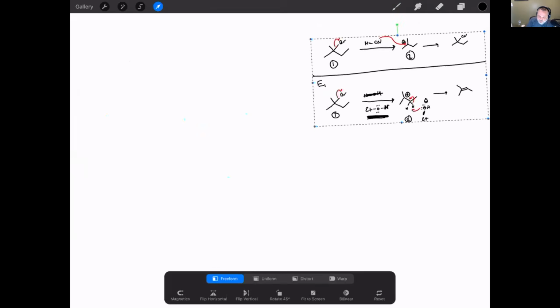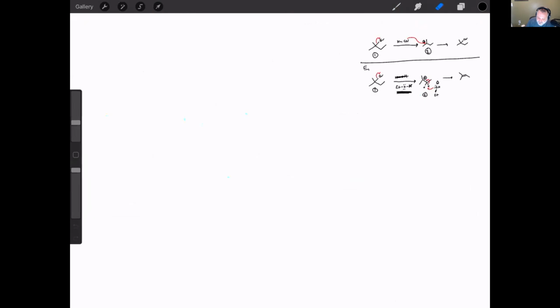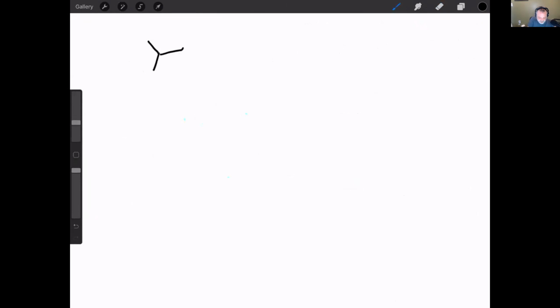All right, so the next part that I want to talk about is the possibility for rearrangements in both of these types of reactions. Since the first step of the reaction is the loss of a leaving group, rearrangements can occur.